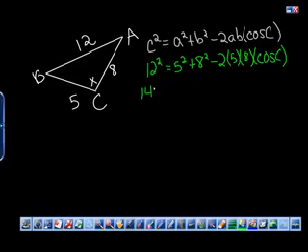12 squared, 144, 5 squared, 25, 8 squared, 64. So I've done my squared. I can now multiply these three numbers together, because they're all in multiplication. So 2 times 5 is 10, times 8 is 80. I'll just keep my cosine C here.